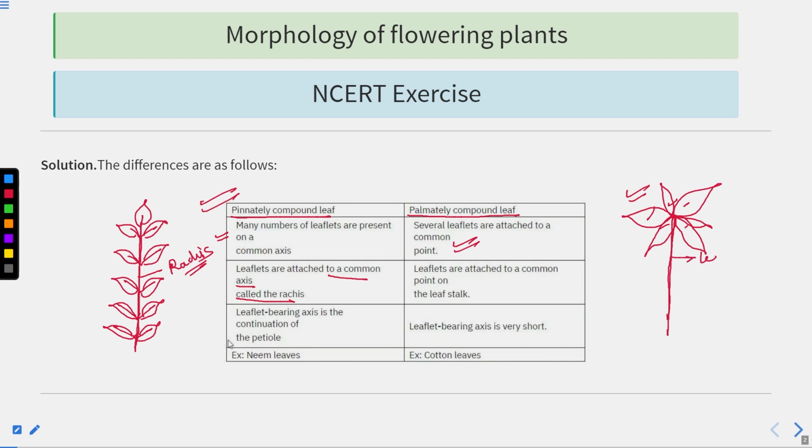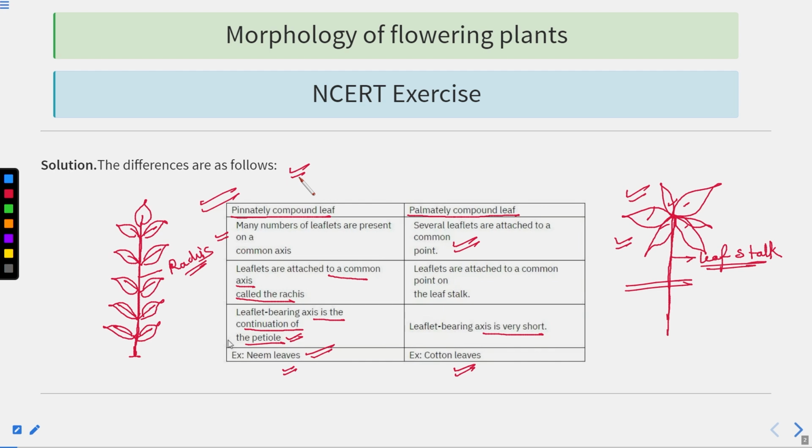In the palmate leaf, the leaflets are attached to a common point on the leaf stalk. So this is the leaf stalk. This is not a rachis, this is the leaf stalk. These are some of the points that you must remember. Now, the leaflet-bearing axis is the continuation of the petiole. So this is the petiole region, and this axis is the continuation of it, whereas in palmate, the leaflet-bearing axis is very short. This stalk is not so big, it is quite small. The pinnately compound leaf you see in the case of neem, whereas the palmately compound leaf you see in cotton. So this is the difference between pinnately compound leaf and palmately compound leaf.